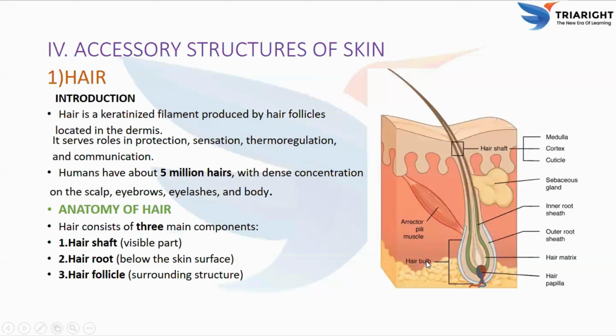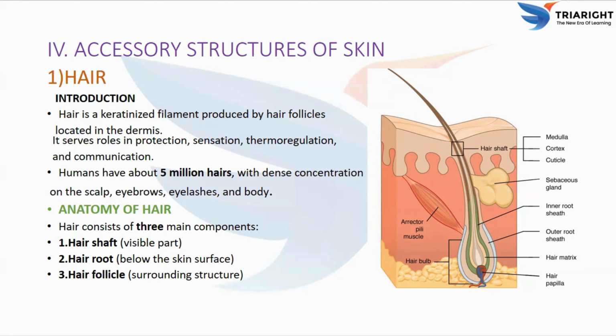So now let's talk about the accessory structures of the skin. What are the accessory structures of the skin? The first one is hair. Hair is one of the important accessory organs of the integumentary system. It is a keratinized filament, meaning it is made up of hard keratin, a tough protective protein. Hair grows from hair follicles, which are tube-like invaginations of the epidermis located deep in the dermis. Sometimes it extends into the hypodermis also.